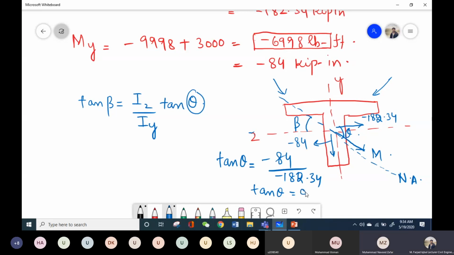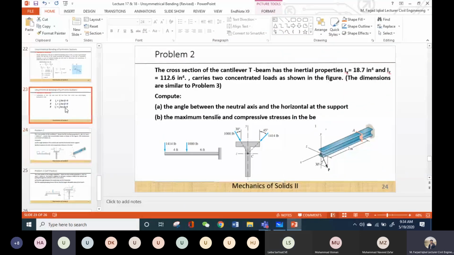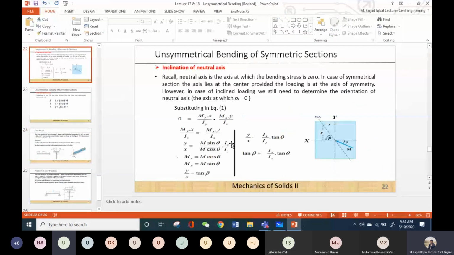What is this value, anyone? Sir, isn't that I? Aren't you taking the moment? So yesterday we did one derivation. Let me show you again. This one. Okay.